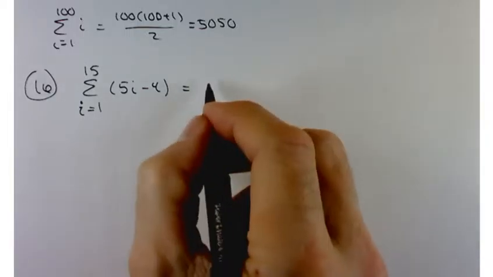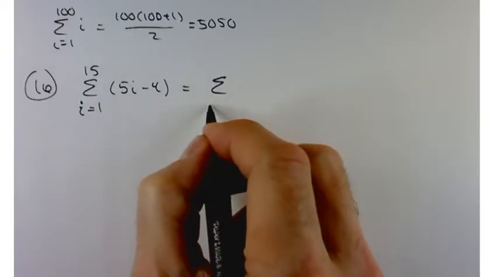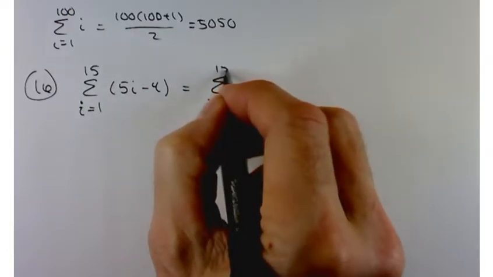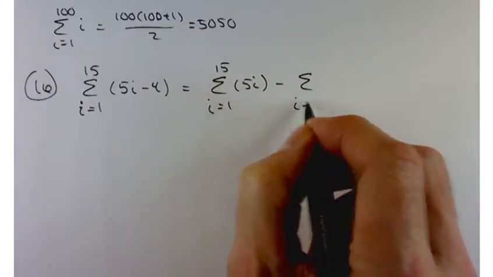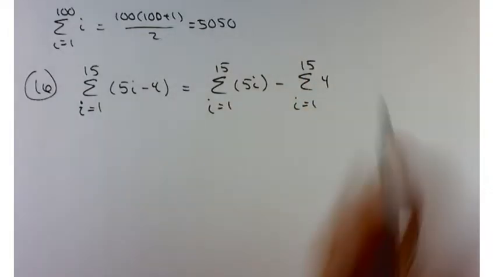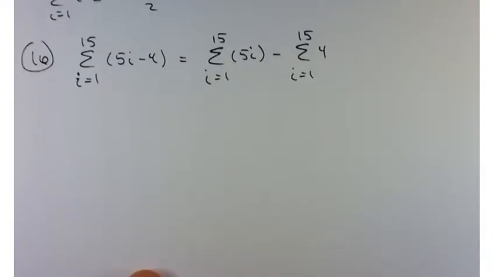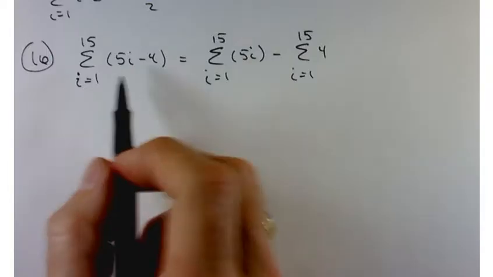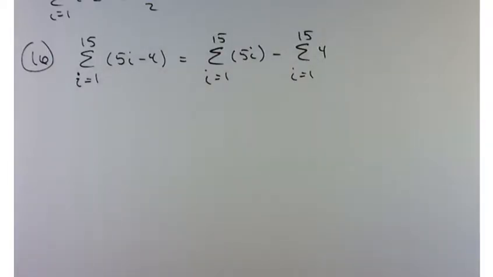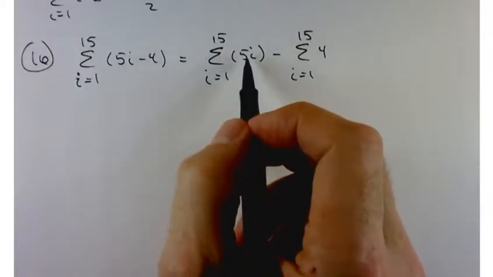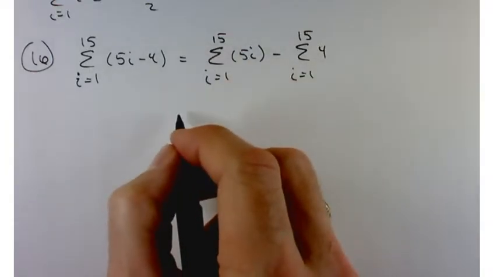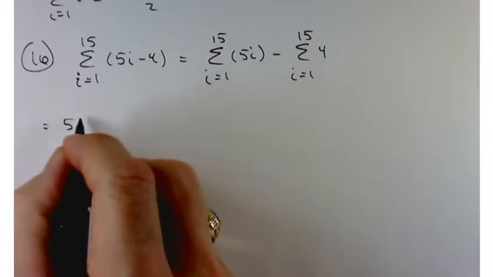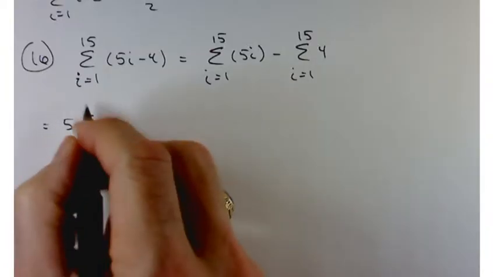So what do I mean by that? Well, I would start by breaking this up. Sum from i equals 1 to 15 of 5i minus the sum from i equals 1 to 15 of 4. So it's a summation, but it's a summation of that difference, so we'll just distribute the summation over that difference. Now the 5 is a constant. It doesn't depend on i. So I'm going to factor that out. That's going to look like 5 times the summation from i equals 1 to 15 of i.